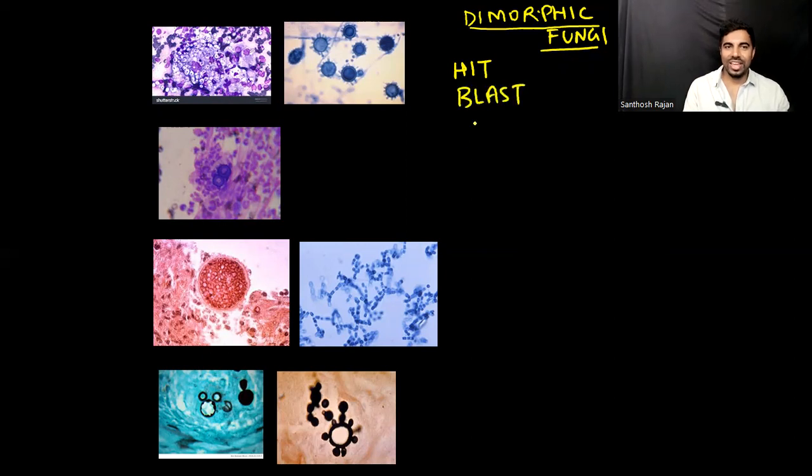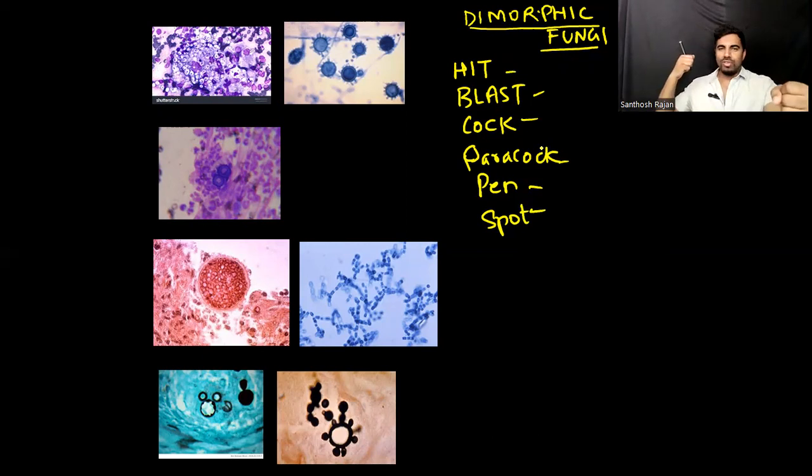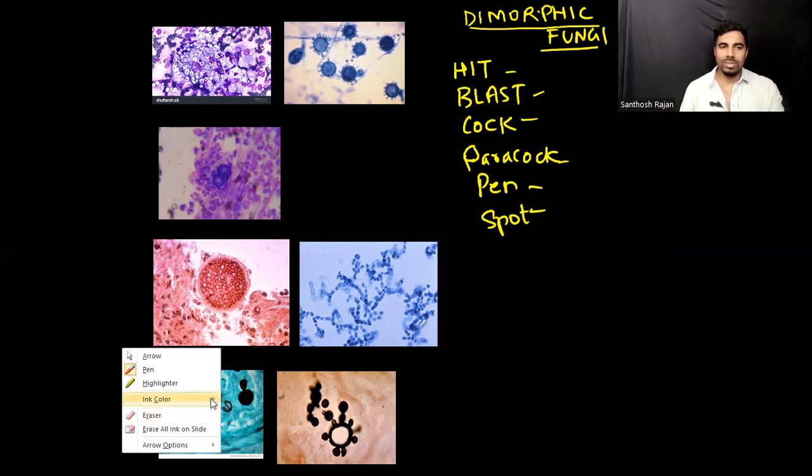Hit, blast, cock, paracock, pen, spot. Got it? You don't need more clues. Dimorphic means it has both forms: it can have a yeast form and a mold form. What comes under it? These are they. All these dangerous things.